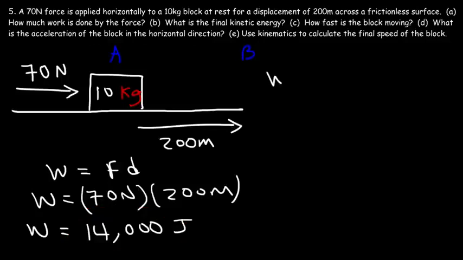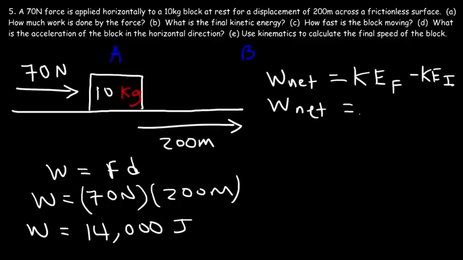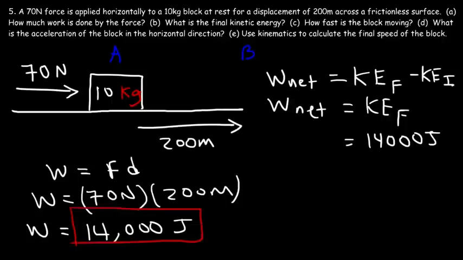Now we could set the net work equal to the change in kinetic energy. So that is the final kinetic energy minus the initial kinetic energy. Now at point A, the block is at rest, which means it's not moving. The speed of the block is 0. And if the speed is 0, the kinetic energy is 0. So the initial kinetic energy is 0, which means the net work is equal to the final kinetic energy, which is 14,000 joules. So part A and part B is the same. It's both 14,000 joules. So now we can move on to part C.